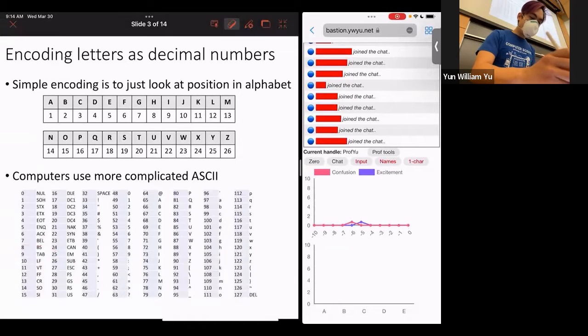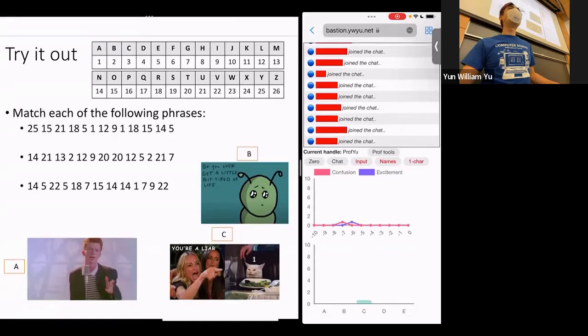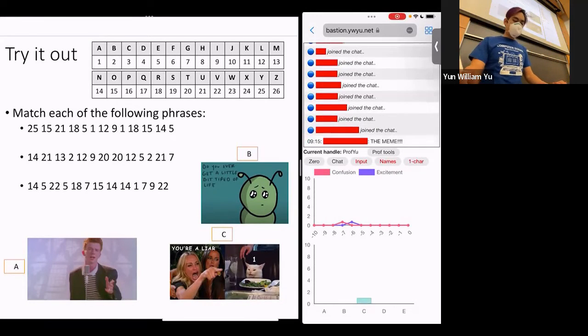Let's try this out. I'm going to ask you to match each of these phrases to one of these three images. They won't necessarily be the text on the image, but I want you to match these images to these messages using this encoding table that we have. Let's start with the first one. Which one does the first one correspond to?